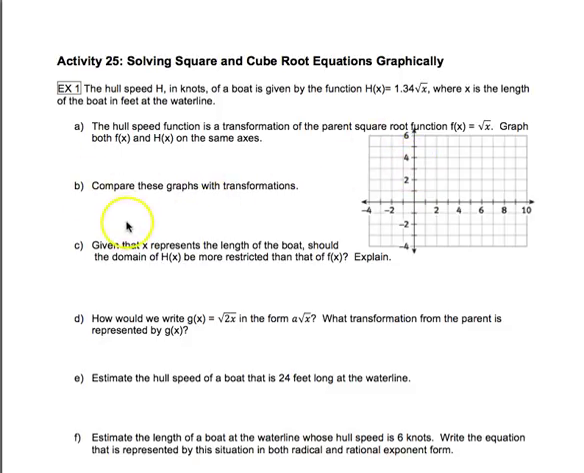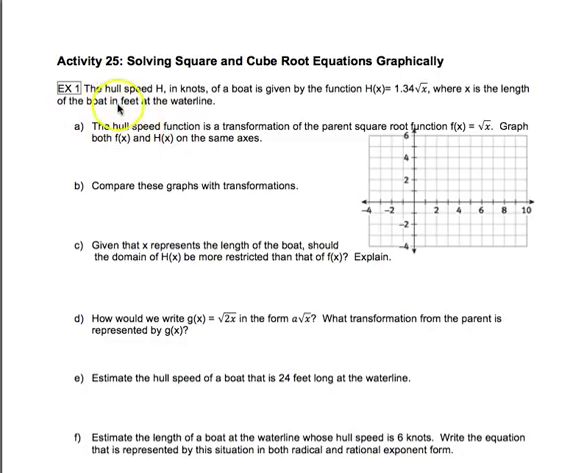All right, so we've already talked about how to graph square root and cube root functions themselves using our parent patterns and the transformations. So today we're going to look at how we can solve square root and cube root equations graphically, as well as just some real-life applications of the square root and cube root graphs themselves.